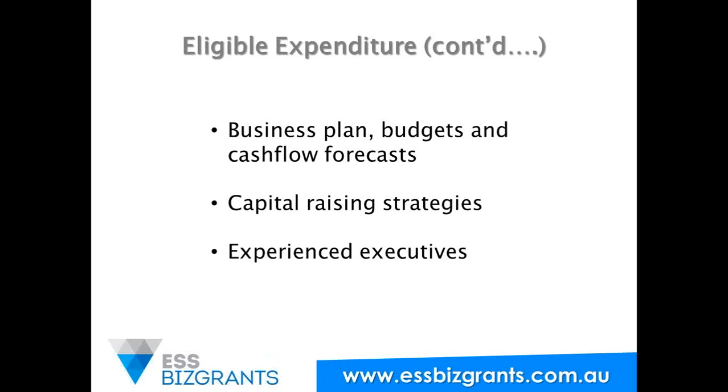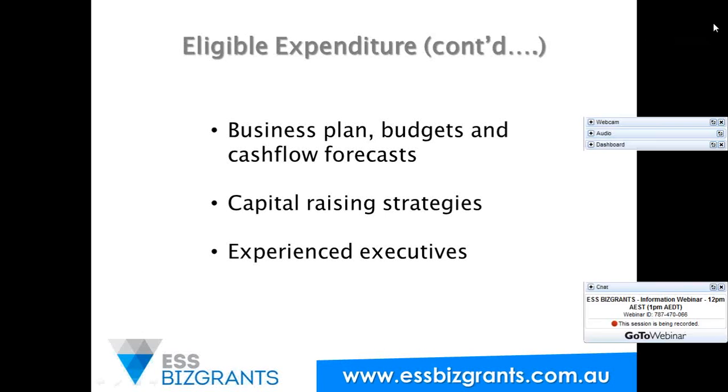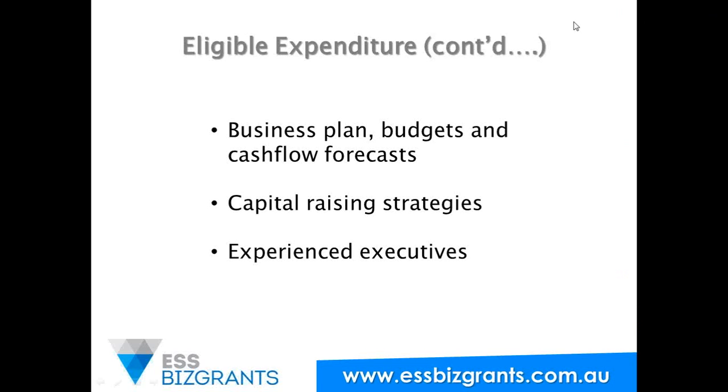And experienced executives. Now this was similar to what was available as one of the components of Commercialisation Australia. Experienced executives up to a total cost of $250,000 on a full year cost basis are claimable under this program. The experienced executive must be able to bring new skills and ideas to the CEO role, the Chief Financial Officer role or the Sales Manager role, and the person must work at least 3 days a week for the business.